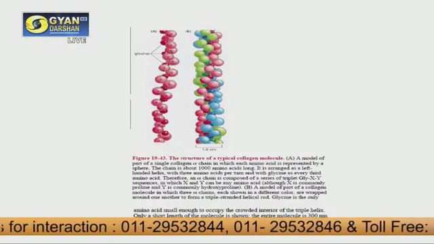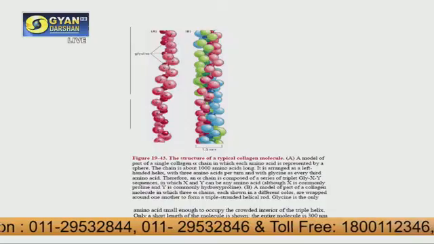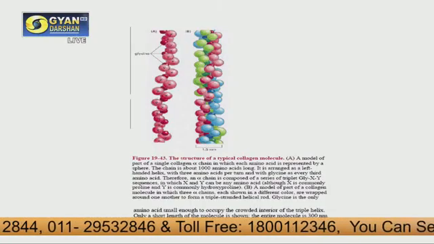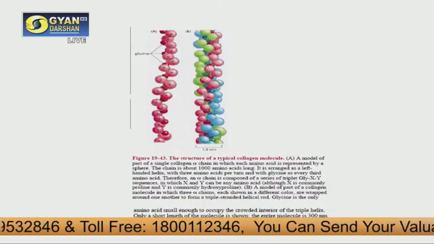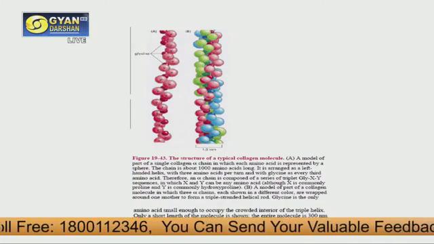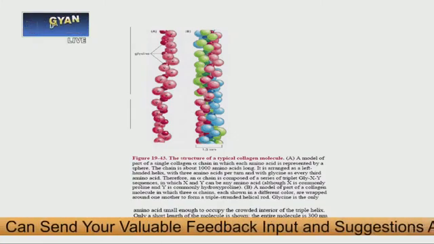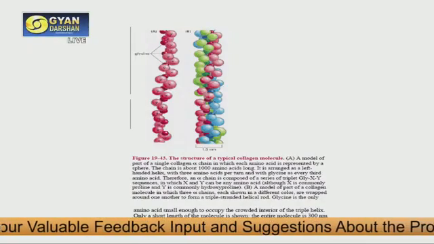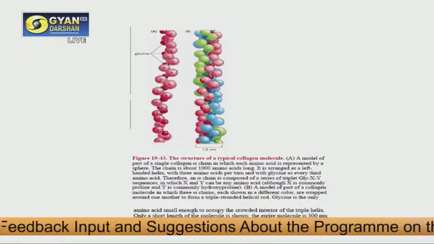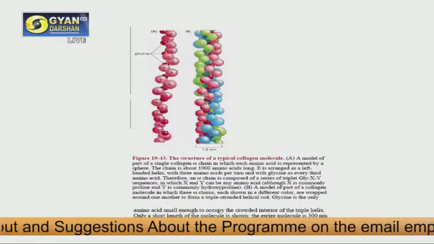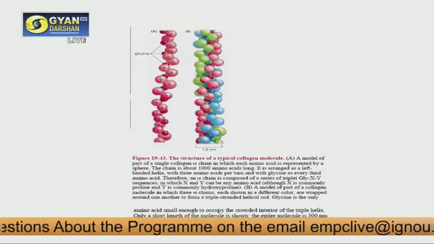So what are the characteristic points? Number 1, 1000 amino acids long. Number 2, left-handed helical structure. Number 3, 3 amino acids per turn. Number 4, glycine at every 3rd amino acid position. So these are the 4 major points that your answer should always contain.